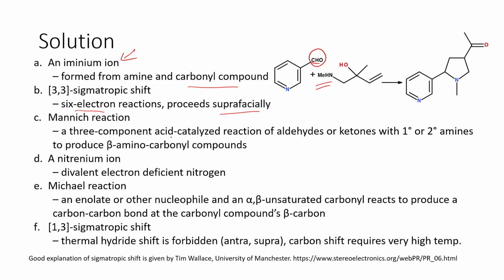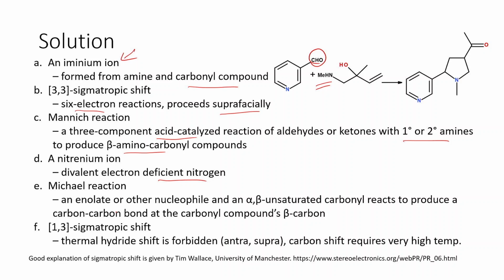Mannich reaction is basically a 3-component coupling reaction which is catalyzed by an acid. Here an aldehyde or ketone reacts with a primary or secondary amine to produce a beta-amino carbonyl compound. So this is a Mannich reaction. And when we talk about the next option, which is a nitrenium ion, a nitrenium ion is nothing but a divalent electron-deficient nitrogen atom, and the Michael addition is basically a 1,4 addition reaction.